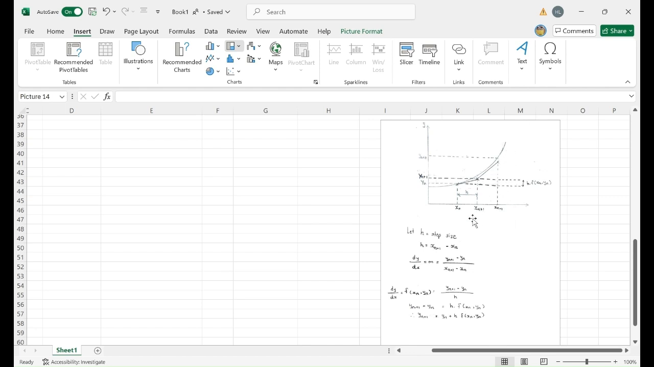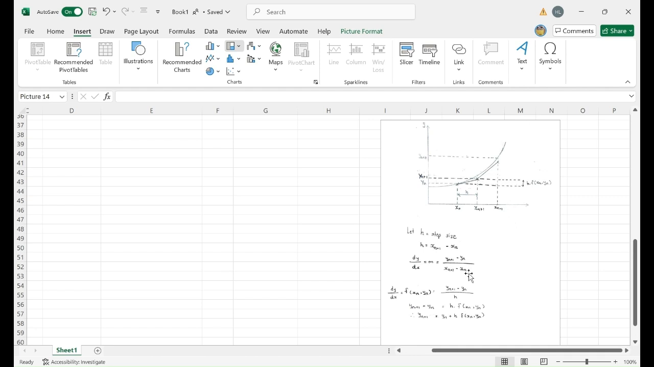So what Euler does is, we take a small step forward from xn to xn plus 1 using a fixed step size h along the tangent line to the solution curve. So this means h equals xn plus 1 minus xn. Then I use the definition of the derivative, dy by dx equals yn plus 1 minus yn divided by xn plus 1 minus xn, and substitute in h equals xn plus 1 minus xn: dy by dx equals yn plus 1 minus yn divided by h.